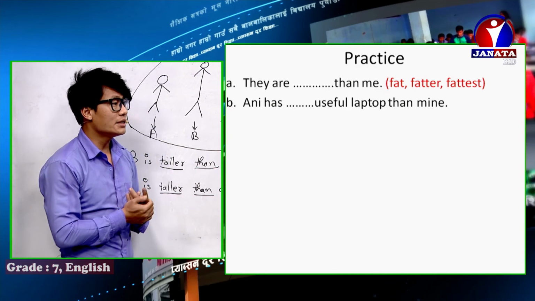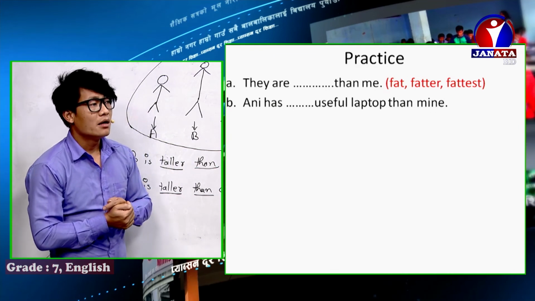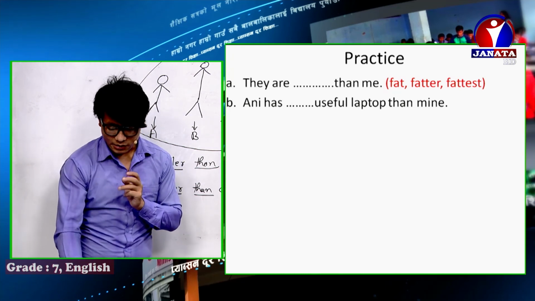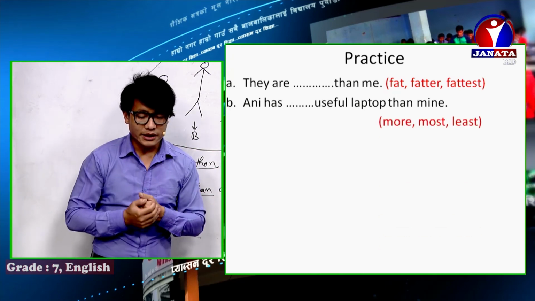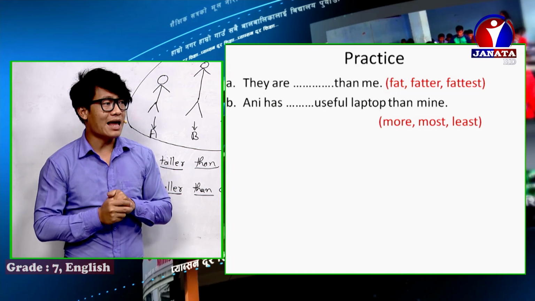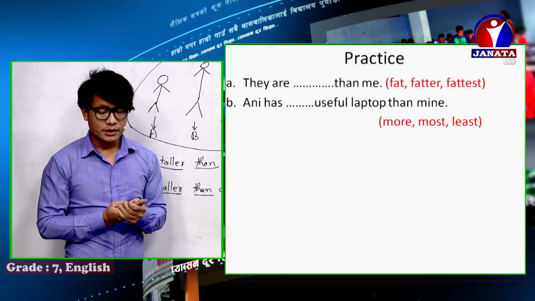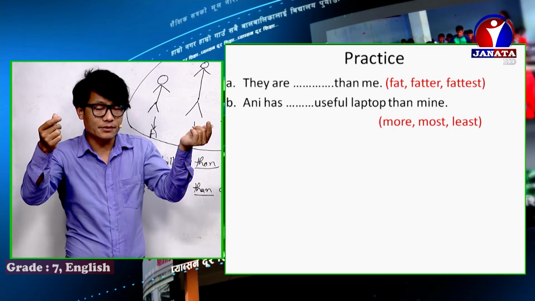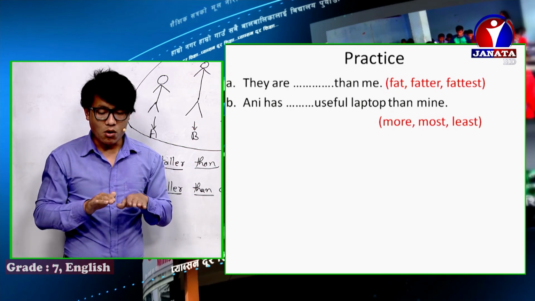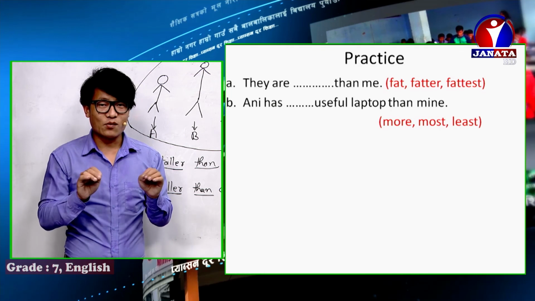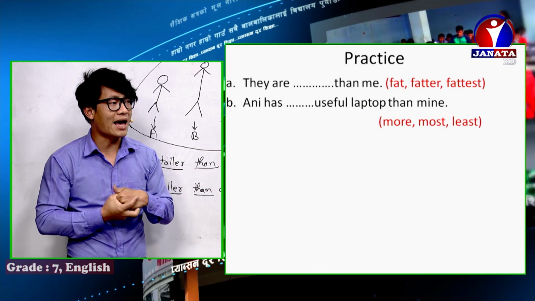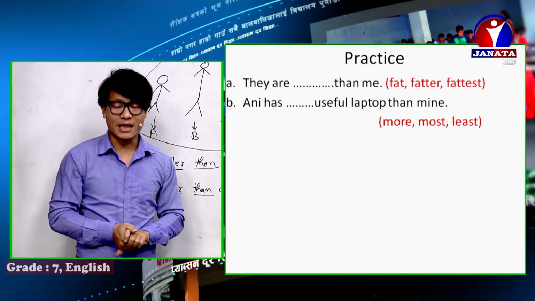Another question is here: Anil has a ___ useful laptop than mine. There is the word "than", so obviously it talks about the comparative. So more, most, or least: what is the correct word? "More" is the correct word. So Anil has a more useful laptop than mine.